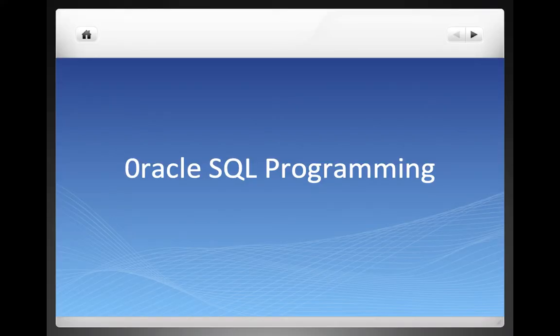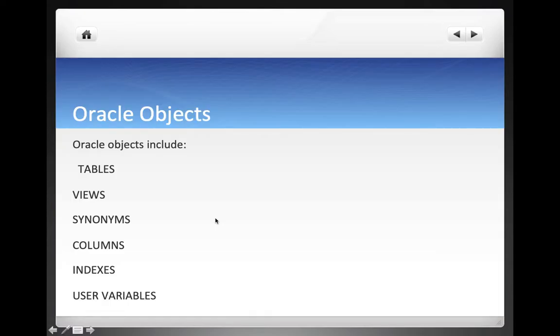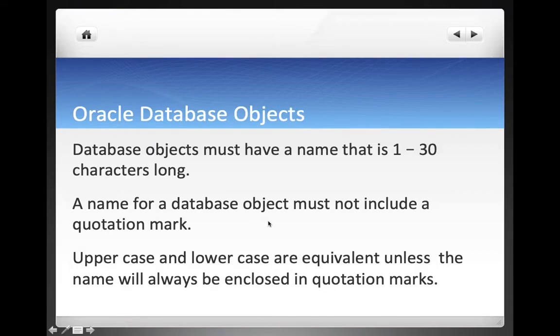What I want to talk about in this video are Oracle database objects. Oracle database objects can include tables, and tables are the things that you work with mostly. Views, which are collections of data from one or more tables. Synonyms, which just give names to other database objects to make them less wordy. Columns, indexes, and user variables. These are all database objects that you can search for in Apex.